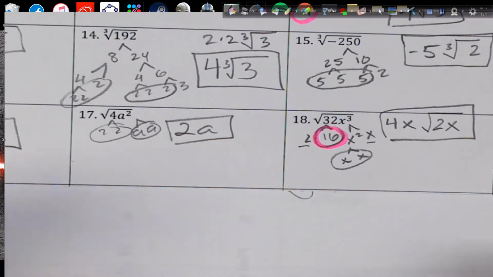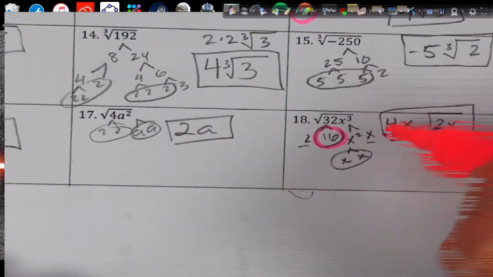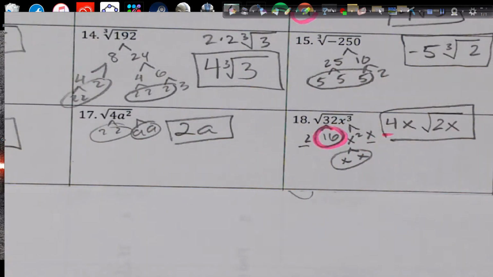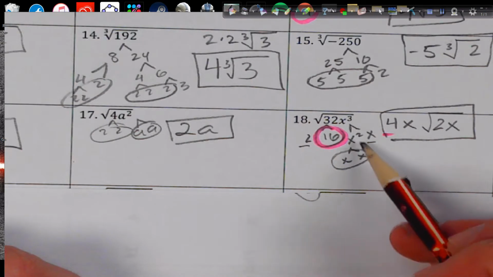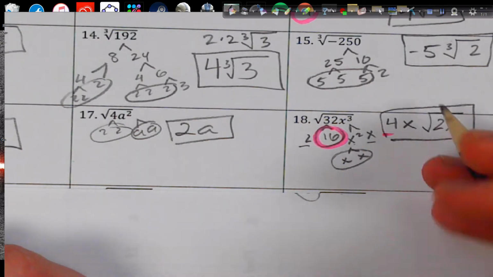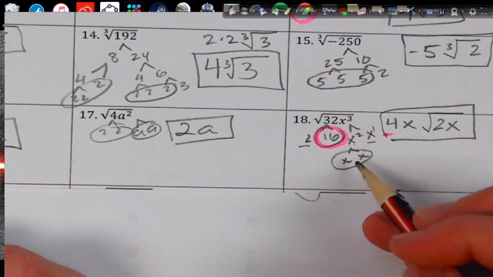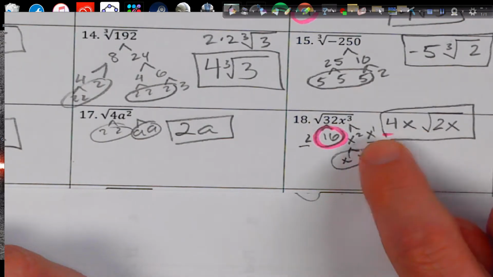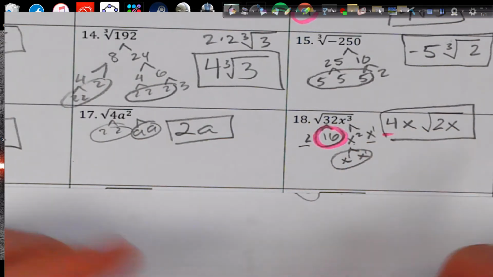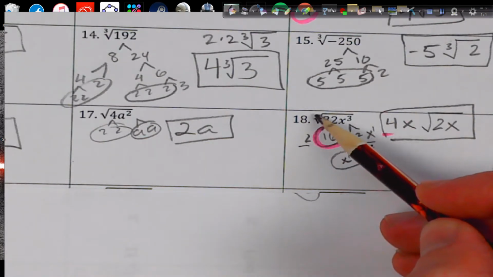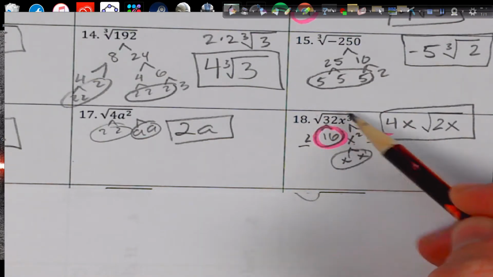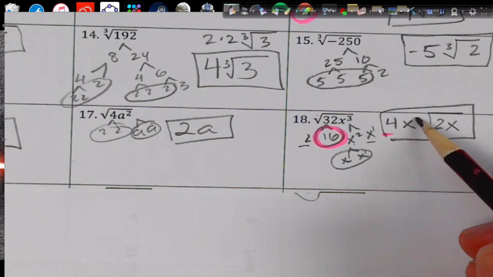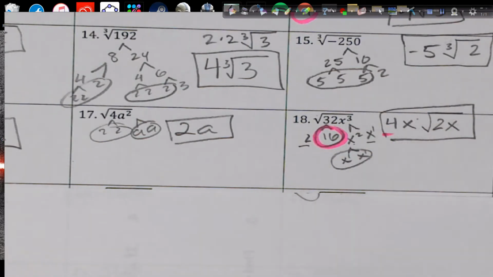So again, I got the 4 because the square root of 16 is 4. X to the third, I could rewrite as x squared times x to the first power, which I could write x squared as x times x, and I have two x's, so I could pull one out, and I have one x left over. The way I like to do it is basically take the index number, divide, and so 2 goes into 3 one time, that's why I get to take one out, and I have one left over.